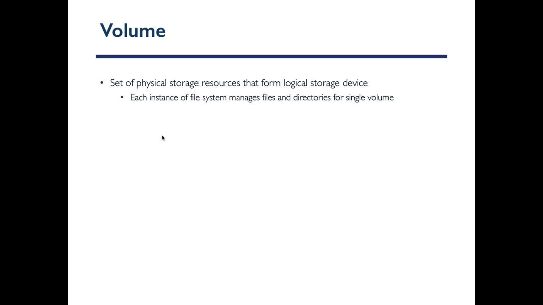Now, another term that we have to define when it comes to file systems. So far we've seen files and directories. The next term is volume, which you will hear when you read about file systems. So what is a volume? A volume is a set of physical storage drives that provide a unified logical storage device for the file system.